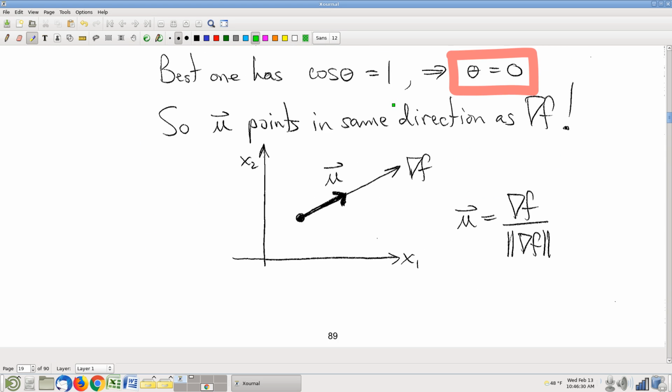So this is our picture. If that's the gradient, the unit vector that points in that same direction, easy formula by the way, is the one that makes the angle theta equal to 0, thus maximizes cosine theta, thus maximizes the directional derivative. Is everybody on board?